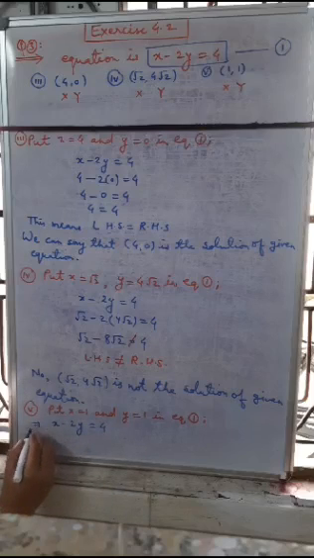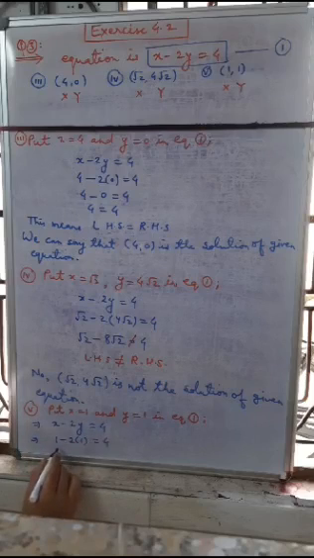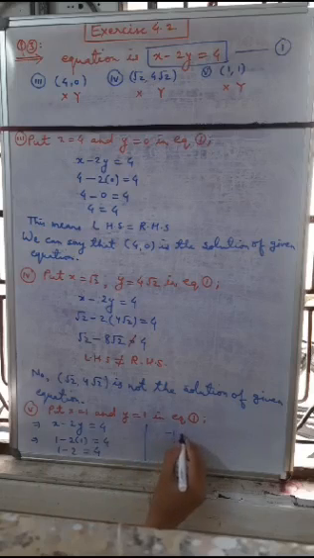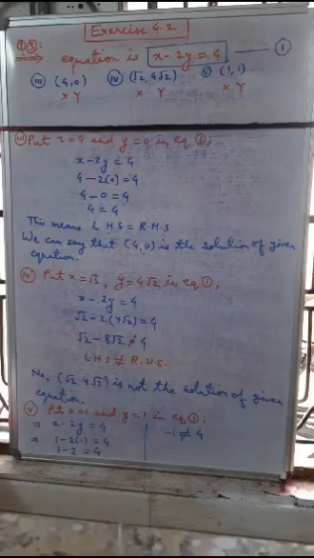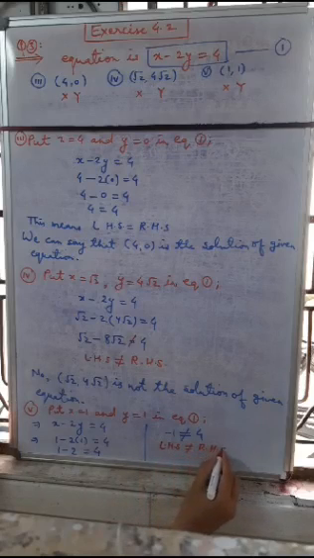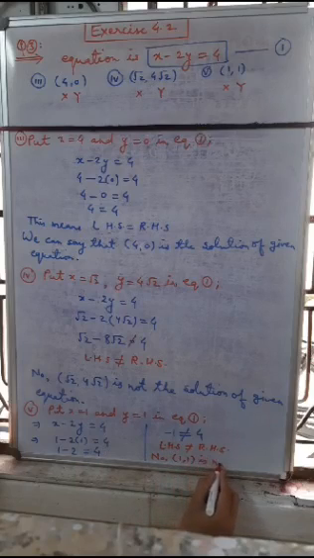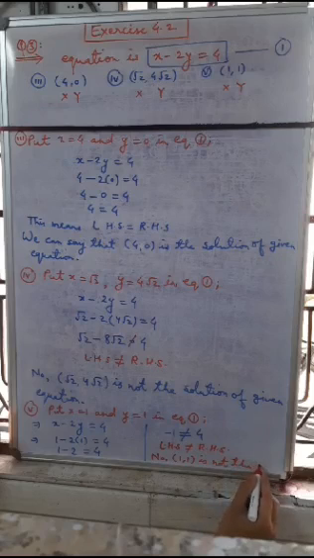In place of x we will put 1, minus 2 into 1 is equal to 4. So 1 minus 2 into 1 is 2, so 1 minus 2 is equal to minus 1, which does not equal 4. So here the problem is the left hand side does not equal the right hand side. So at the end we can write: no, the point (1, 1) is not a solution of the given equation.